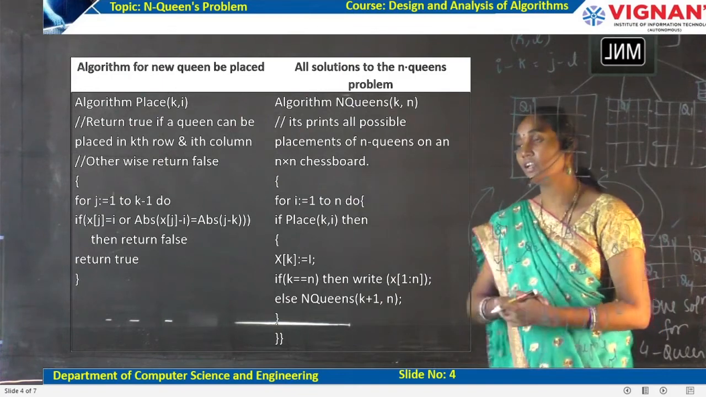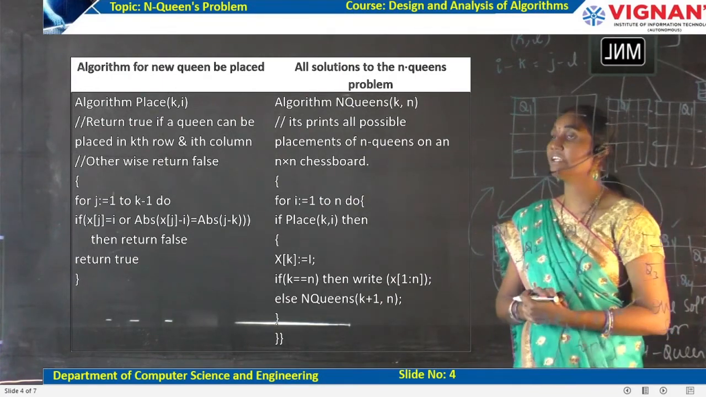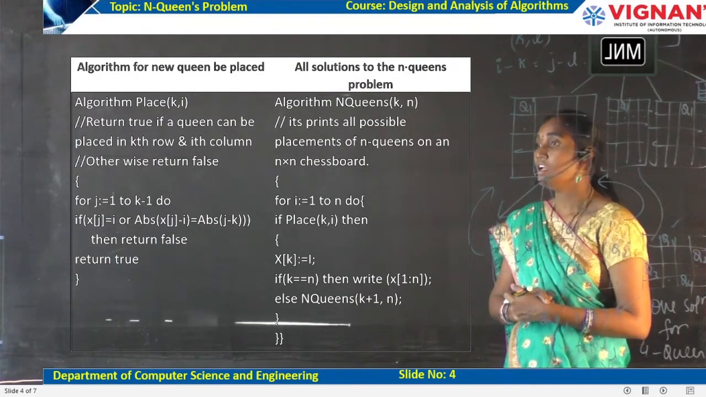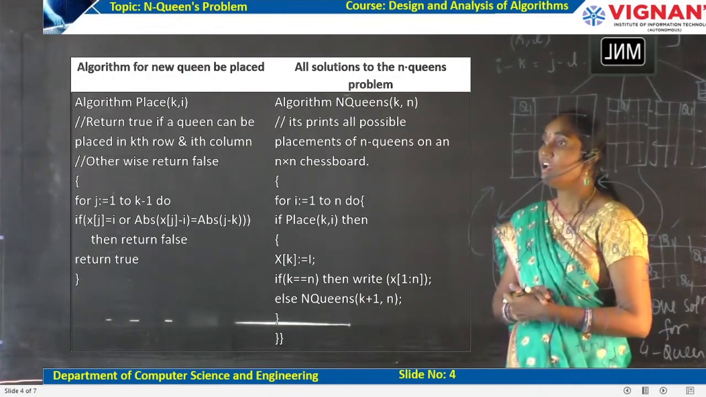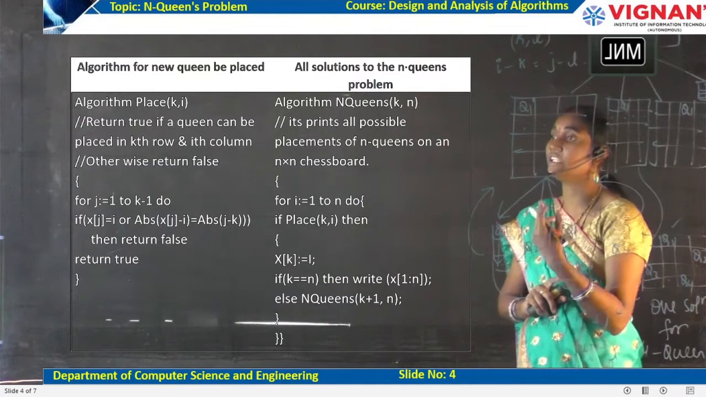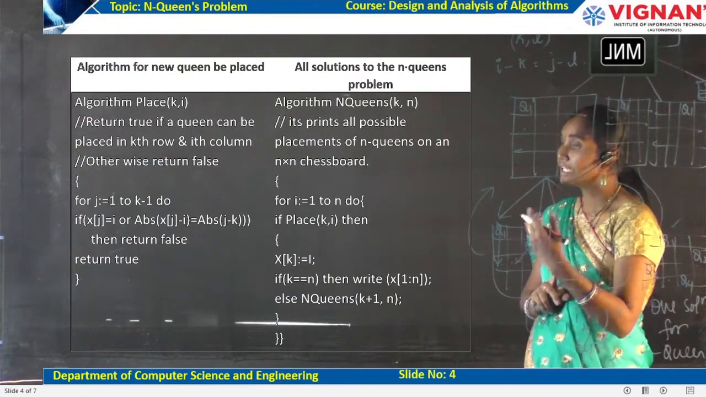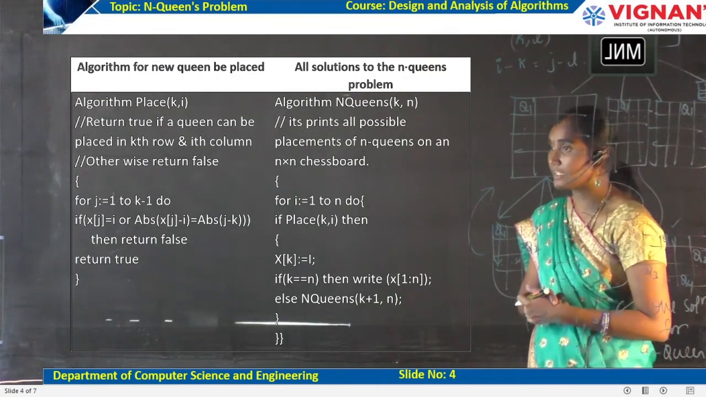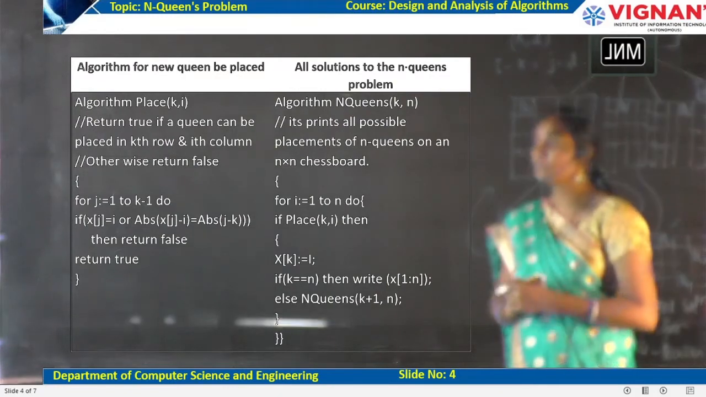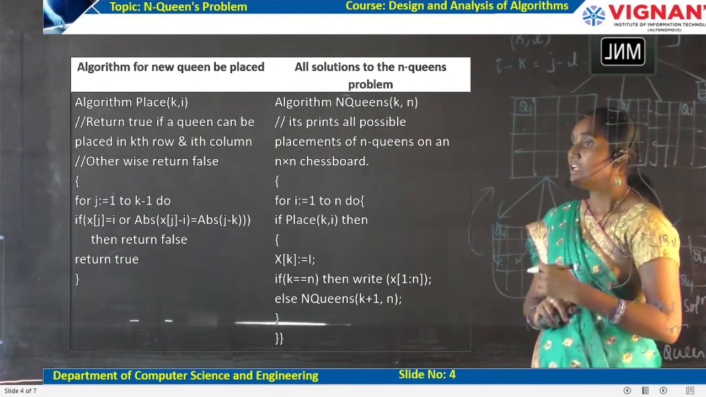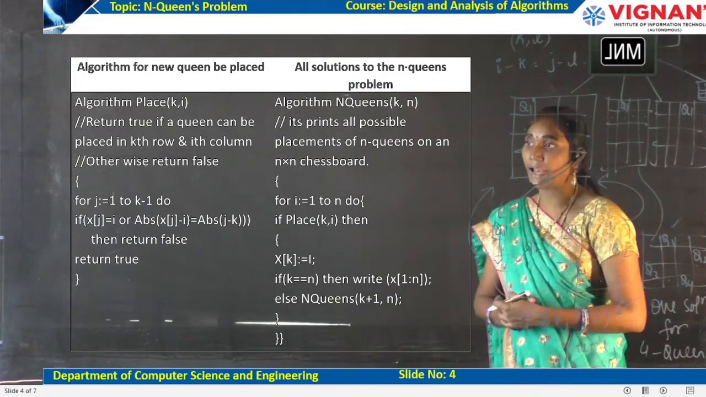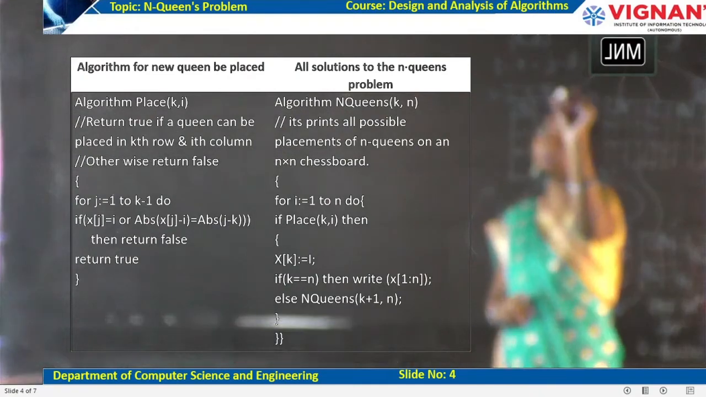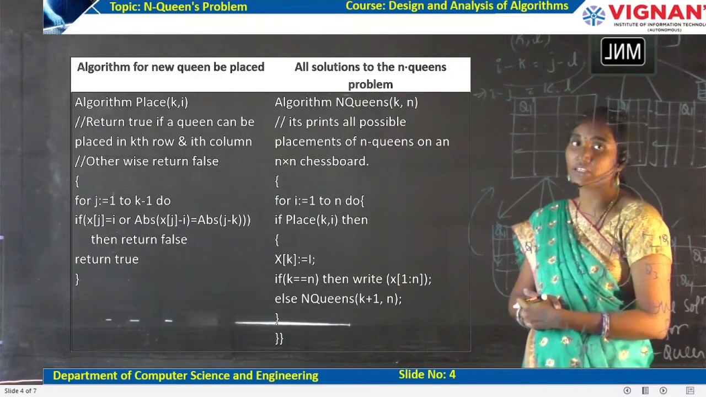So for that, the Place of k here returns true if a queen can be placed in the ith row and jth column, and it returns false whenever I cannot keep a queen in that particular position. Now for j equal to 1 to k minus 1, what am I checking? If a of j is equal to i, or the absolute of a of j minus i and k minus l, which in turn I can write as i minus j is equal to k minus l.